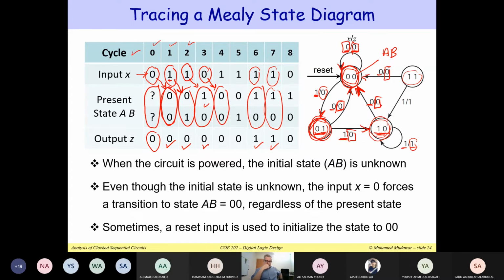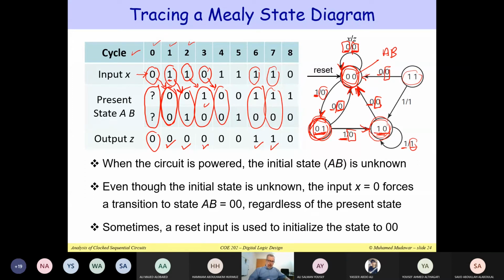Okay, so sometimes, even though the present state is unknown initially, if you apply a certain input like x equal to 0, this will take you back to state 0, 0 regardless of where you started. That is the case in this specific state diagram. If this is not the case, then the next state will be unknown. So what you have to do is reset, to make sure that you start initially in state 0, 0.